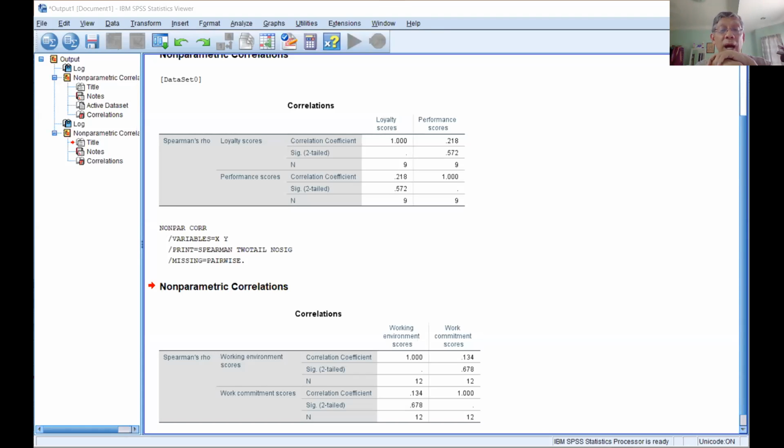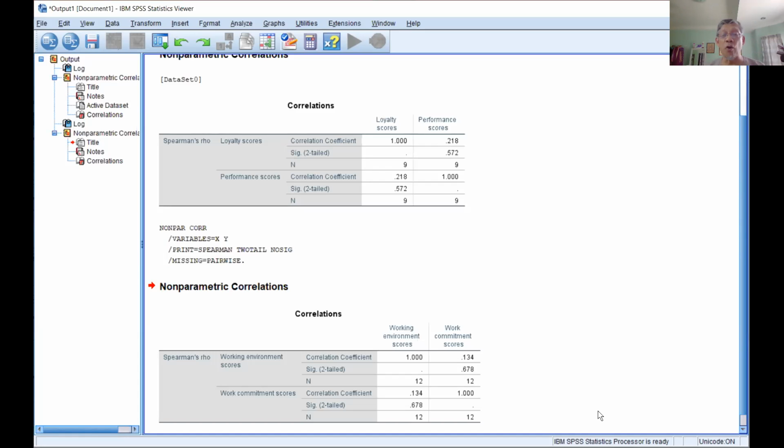Okay, this is our result. So what we get is RS for working environment and work commitment. What should be the value? RS equals 0.134. When we did our manual calculation, what was the value? Remember? The value was 0.152, is it right? 0.152. But when we run it in SPSS, the result is 0.134. And then the significant value for the RS is 0.678. Very nice number again, 0.678.